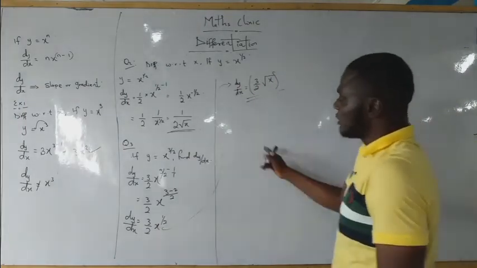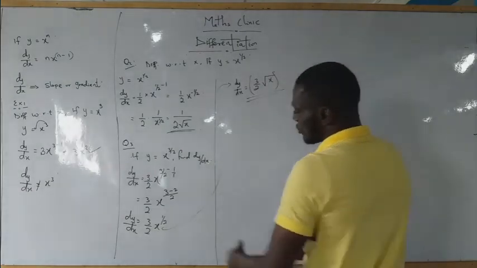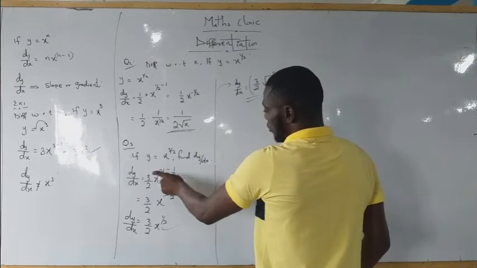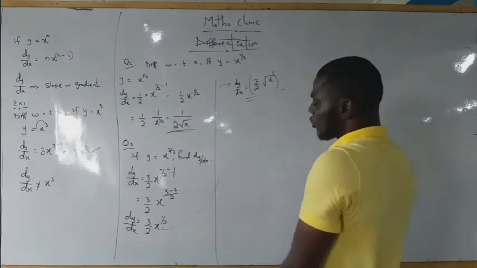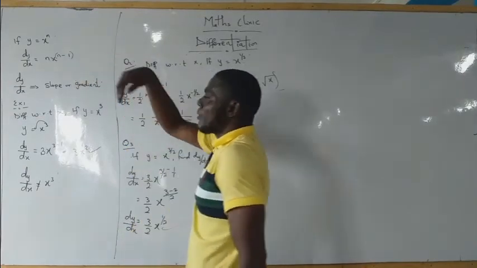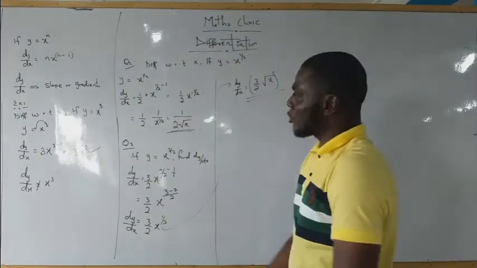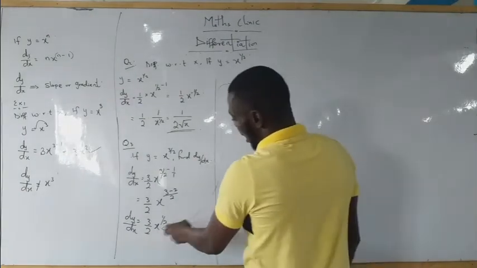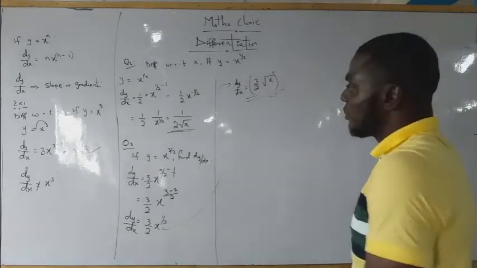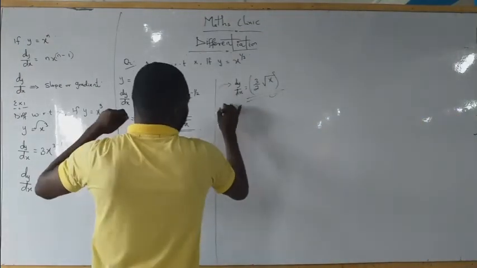This is the derivative of x raised to the power 3 over 2. The power becomes the coefficient, then x raised to the power 3 over 2 minus 1. That minus 1 is constant, please. After bringing the power to become the coefficient, then take away 1 from the power. Minus 1 is constant. Then we have this, and we have this. Very correct.